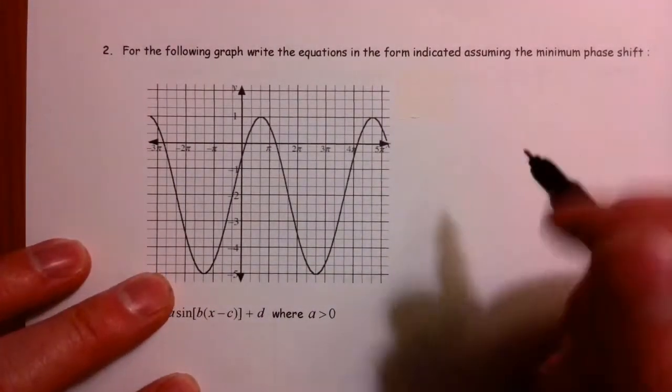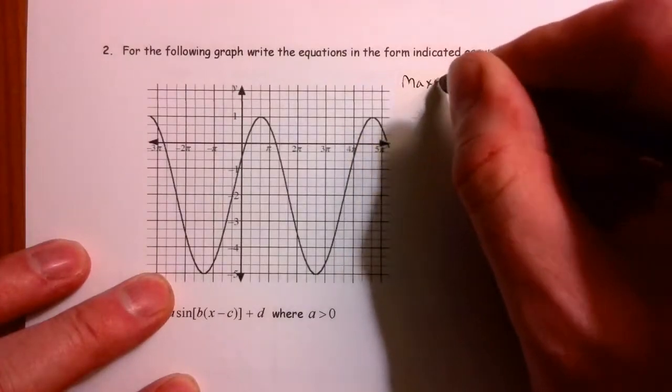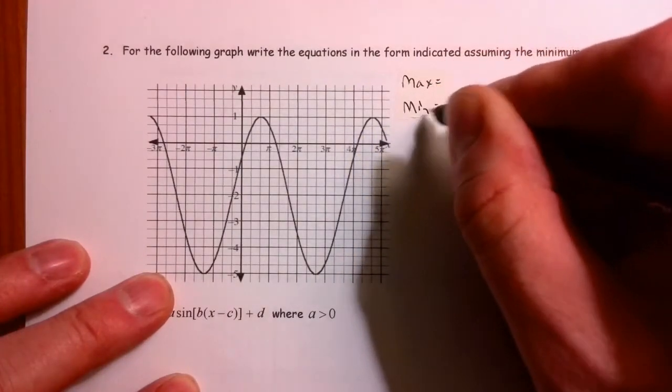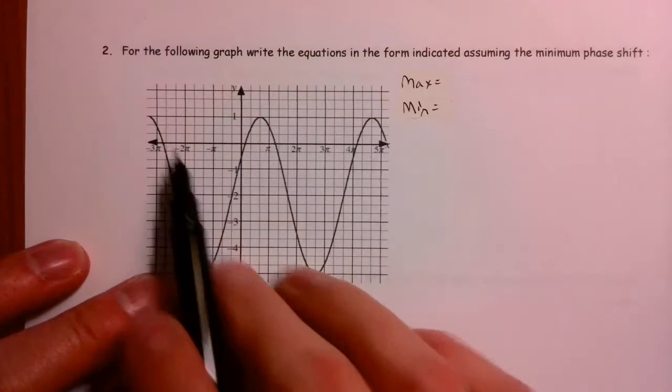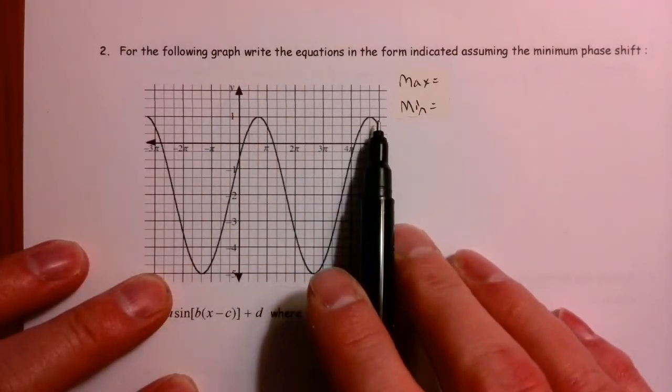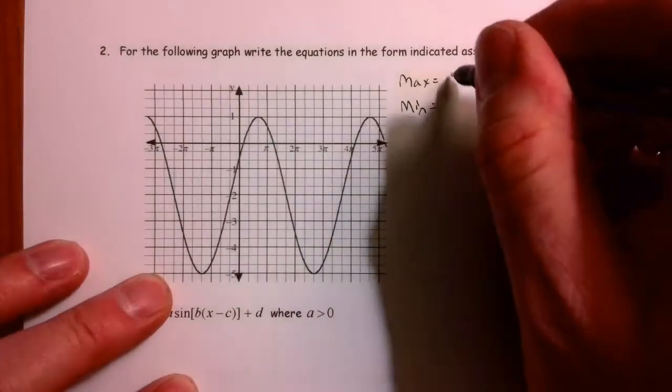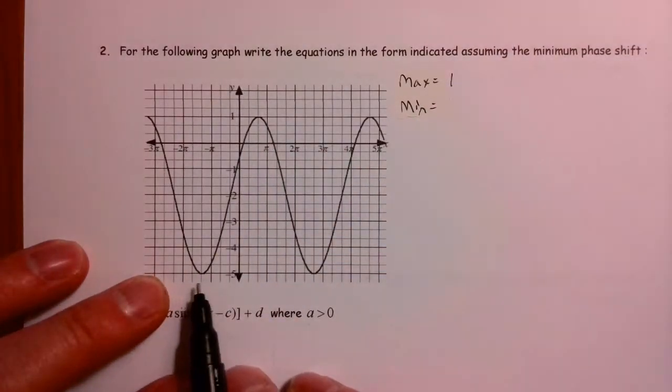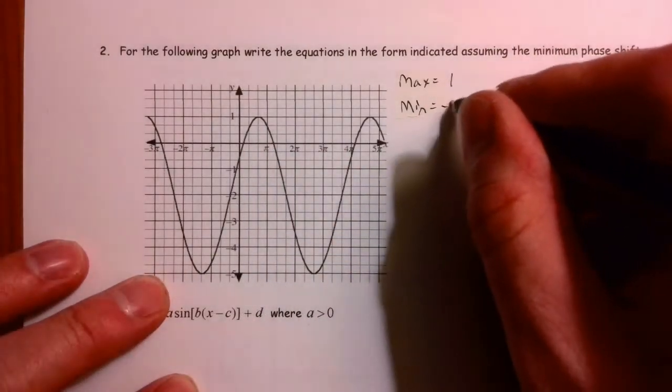So where we start with this is I want you to identify the maximum and the minimum values here. In this particular case, the maximum value is going to be 1. Remember, I'm talking about the y-coordinate here. And the minimum value, when I go down here and take a look, is going to be negative 5.